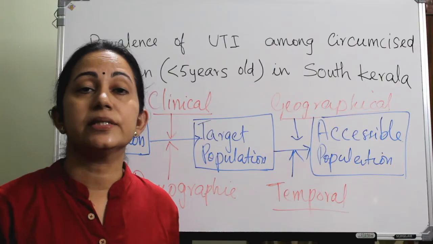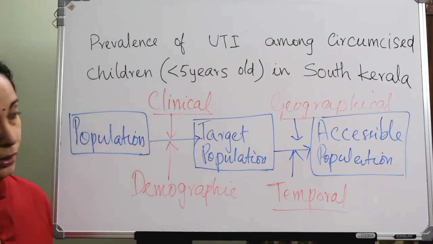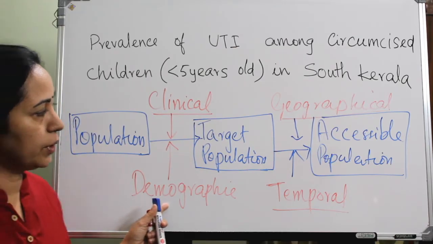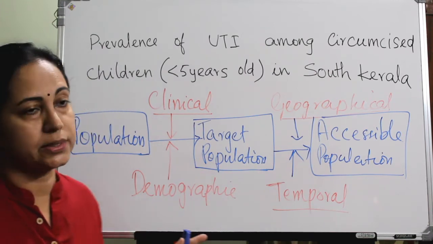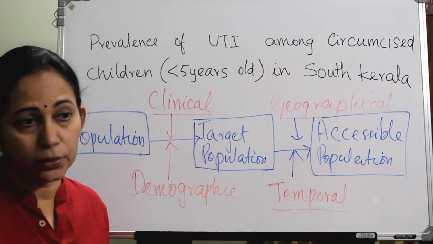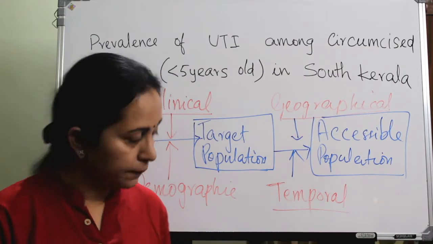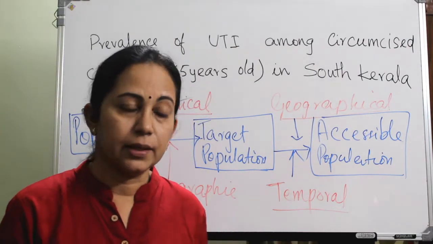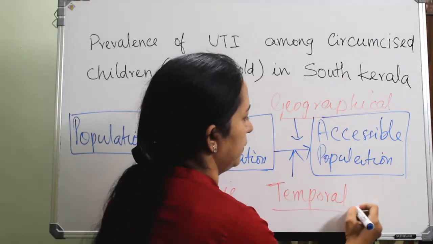That means the population which is accessible to the investigator. Okay, so from a population, depending on the clinical and demographic characters, we derive the target population, and from the target population, depending upon the geographical and also temporal characters, that is, the period should be mentioned, it becomes the accessible population. And actually your sample, or the study sample, is a subset of this accessible population.